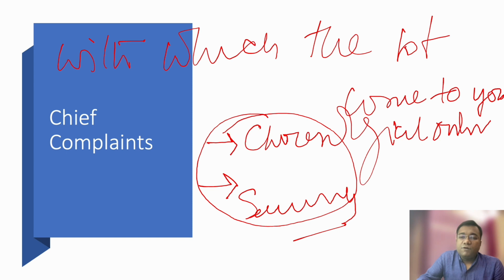Now remember, chief complaint is to be written in the patient's language. Don't write patient is complaining of jaundice. Write yellowish discoloration of skin and mucous membrane for the last 1 or 2 months or like that. Okay, so that's how you write chief complaint. They are to be written in chronological order. If the chronology is the same, then you write based on the severity.